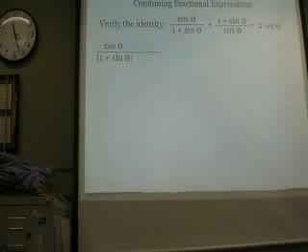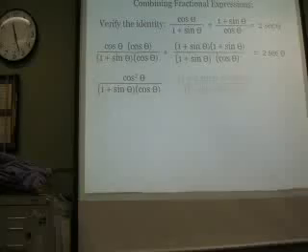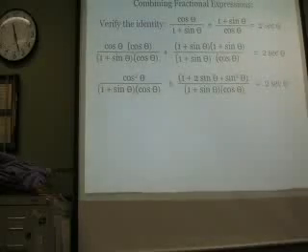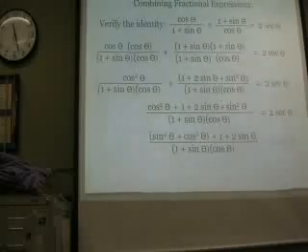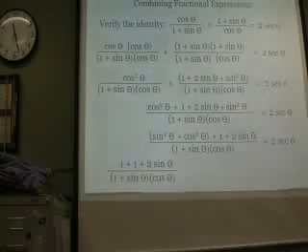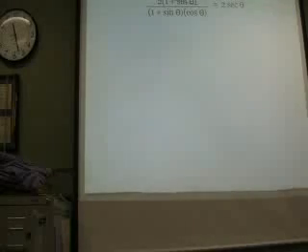So this one's a little bit longer. We don't necessarily need to go through it all, but this one was a little bit longer to find the common denominator, but eventually everything here combined to the fact that you could get 2 secant on both sides. This one was a long one. Okay.